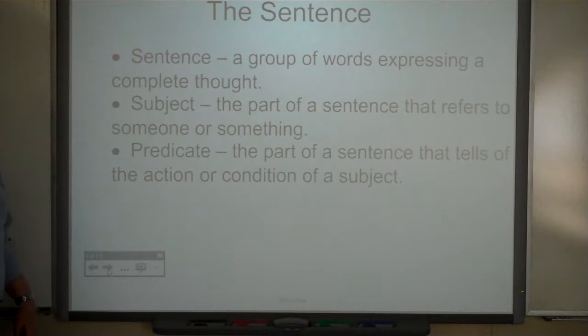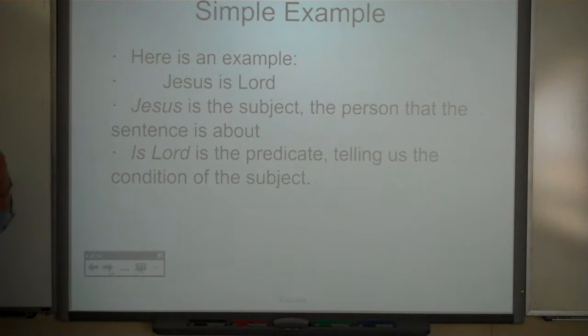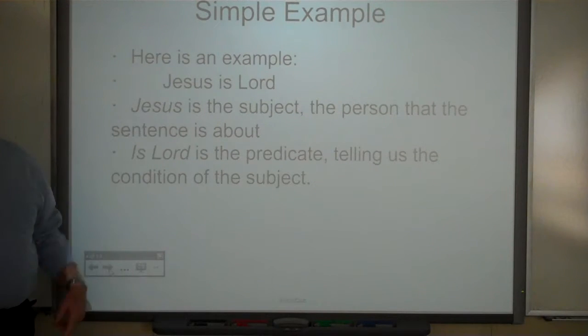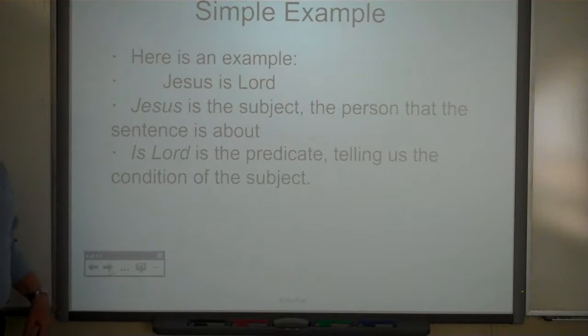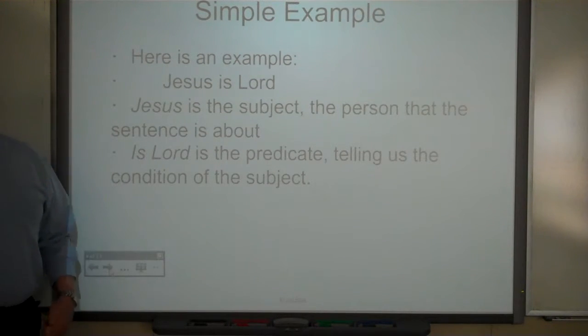The subject is the part of a sentence that refers to someone or something. The predicate is the part of the sentence that tells the action or condition of the subject. It tells us what the subject is doing or what the condition of the subject is. Here's a simple example. Jesus is Lord. Jesus is the subject. It's the person that the sentence is about. Is Lord is the predicate. It tells us the condition of the subject.